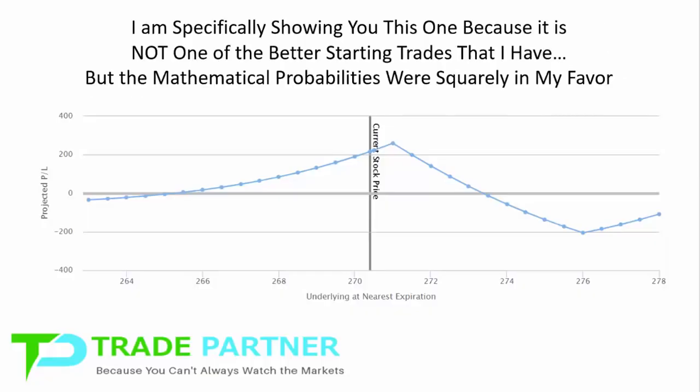All right, it didn't do that. It closed just under 271. But one of the reasons that I'm showing you this trade is because it's not one of the better starting trades. But it is one where the mathematical probabilities were squarely in my favor when I placed the trade on.